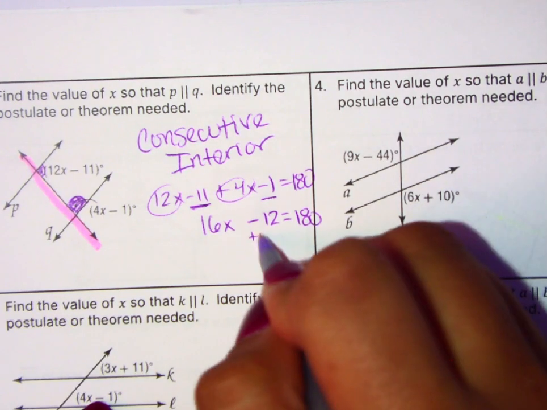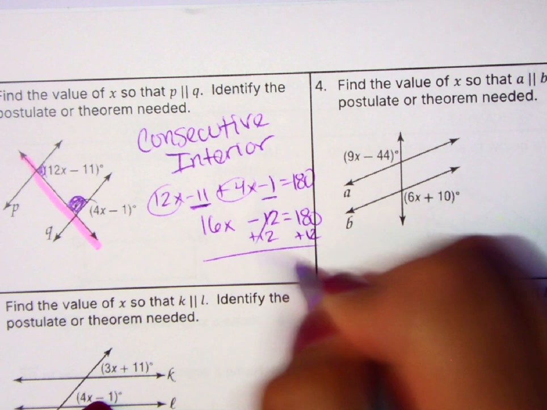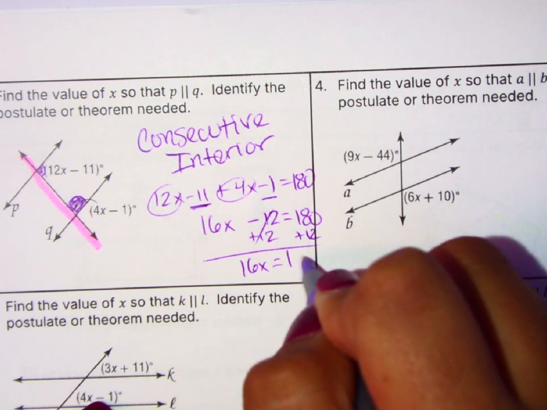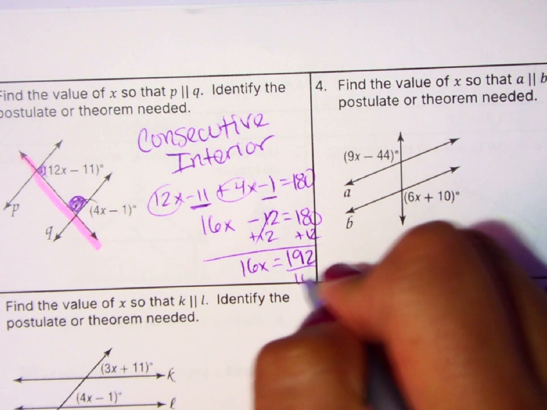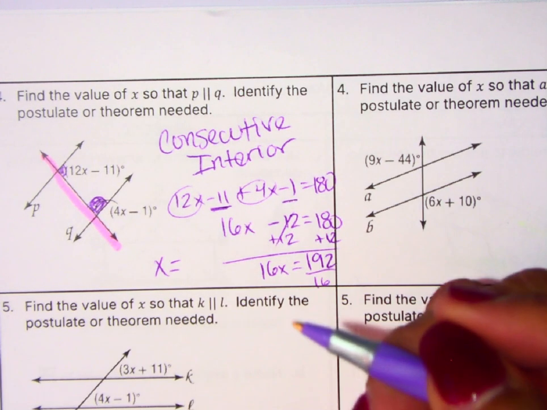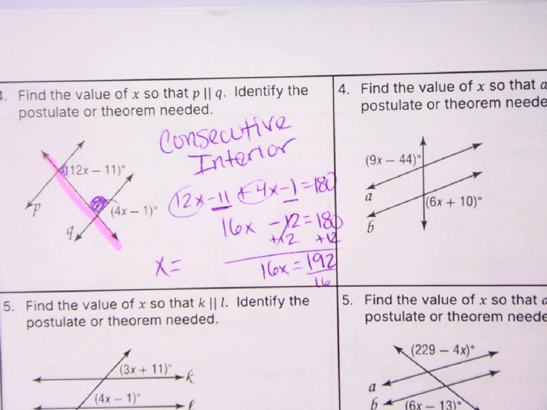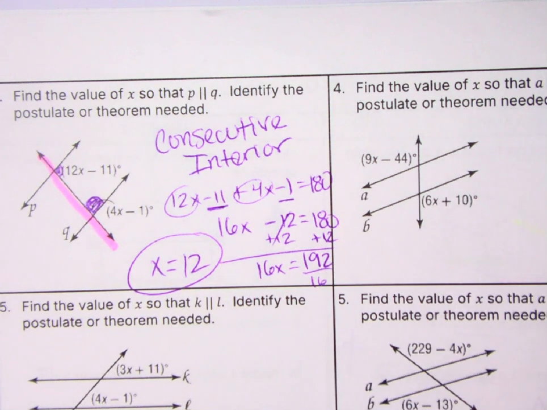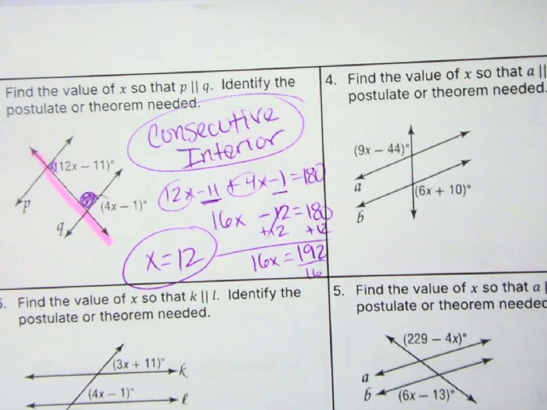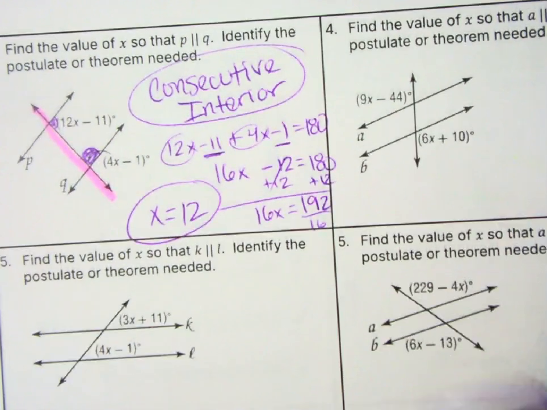Then we move the 12 to the other side, and we get 16x equals 192. And when you divide 192 by 16, you get, I believe, 12. I don't have my yellow calculator, so I'll check on my phone real quick. Okay, so it is 12. And that's the answer. It's asking you to identify the theorem, so that's the theorem, and then this is the x. Let's try it once again.